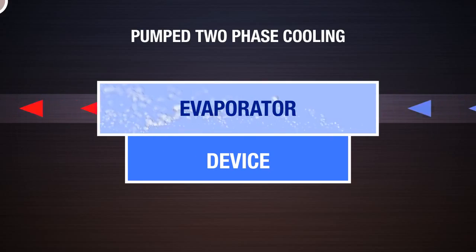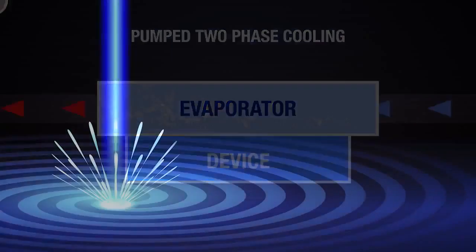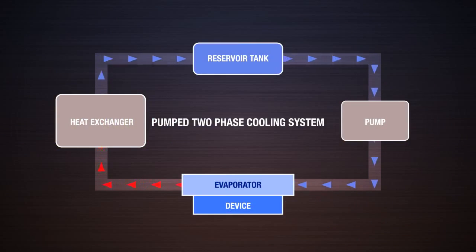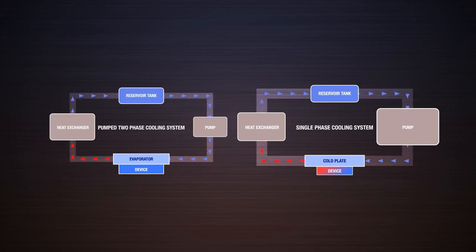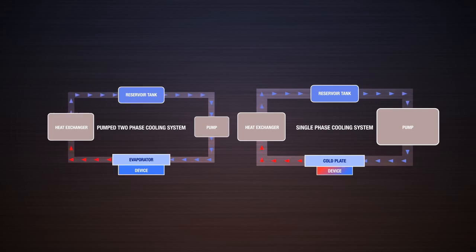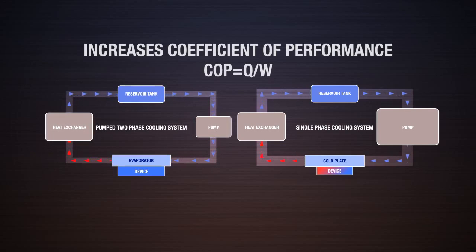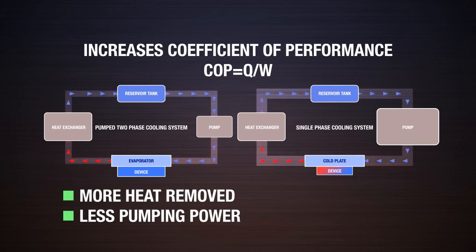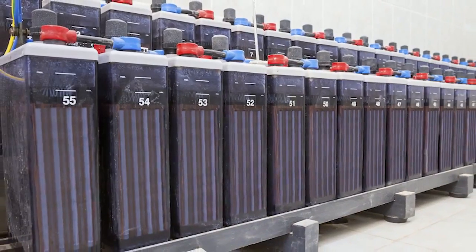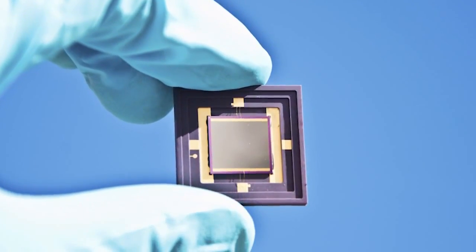This near isothermal performance is important for many applications, such as laser devices, which have wavelength emission sensitivity. Another key advantage of pumped two-phase or evaporative systems is they do not require high coolant flow rates. As a result, smaller pumps requiring less power and weight can be used to remove higher amounts of heat, in effect increasing the coefficient of performance, or COP, of the cooling system. This means more heat can be removed over a given surface with less pumping power. This is important for applications that must be compact and operate with minimal power.